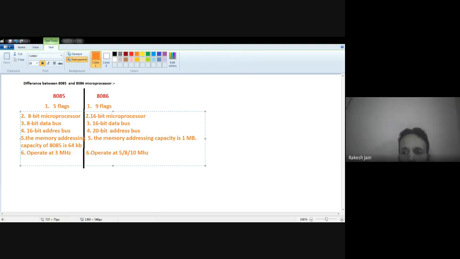Okay. 8085 microprocessor supports a single mode of operation, but 8086 supports two operating modes, minimum and maximum mode. No particular mode of operation in 8085, only a single mode of operation is there. Okay, but minimum and maximum modes are present in case of 8086 microprocessor.